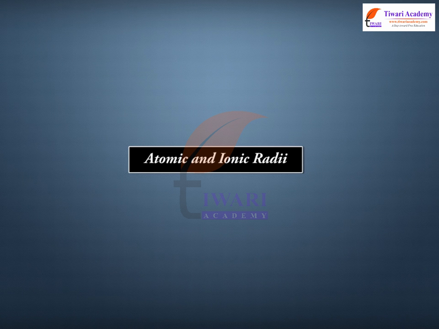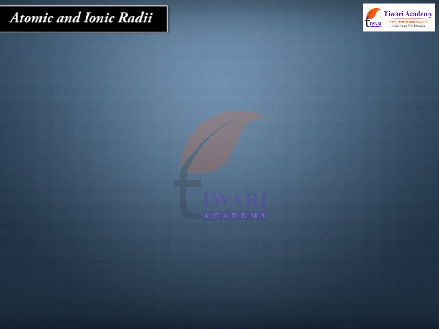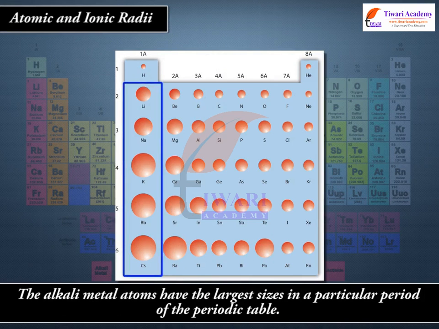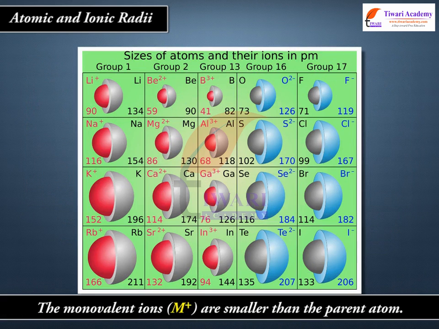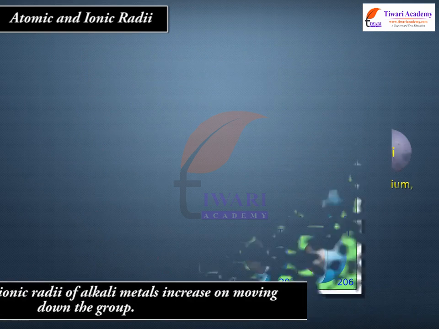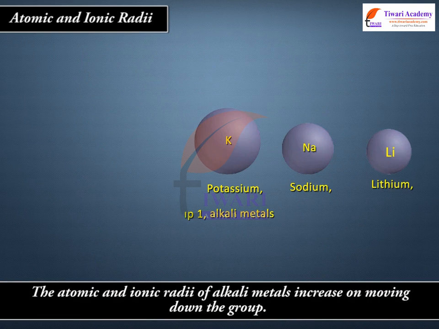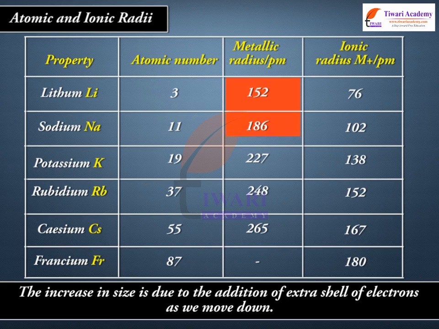Atomic and ionic radii. The alkali metal atoms have the largest sizes in a particular period of the periodic table. The monovalent ions M+ are smaller than the parent atom. The atomic and ionic radii of alkali metals increase on moving down the group. The increase in size is due to the addition of extra shells of electrons as we move down.